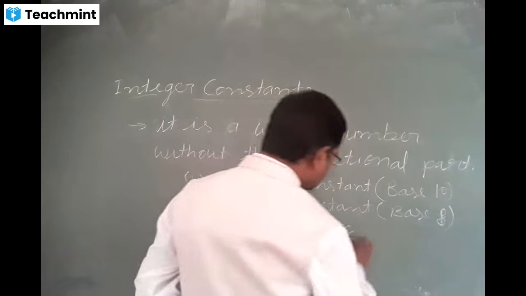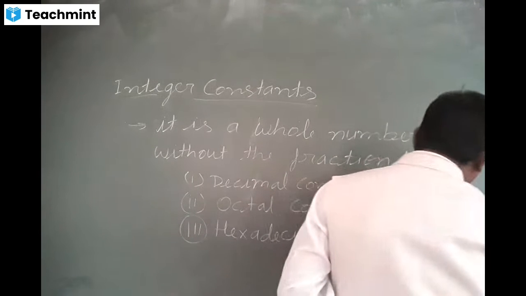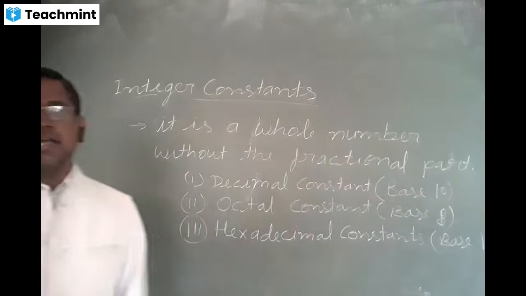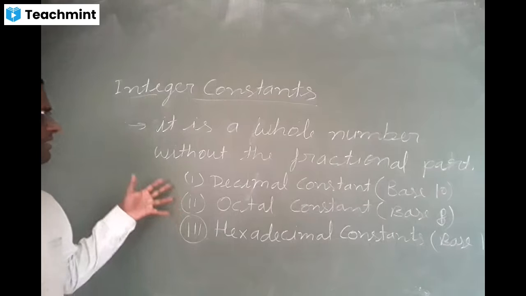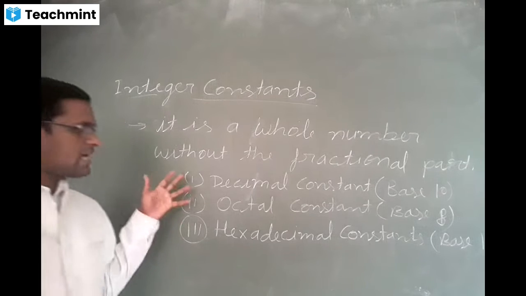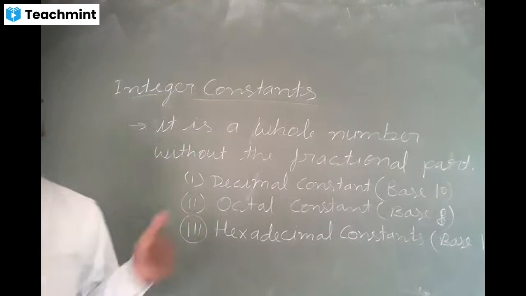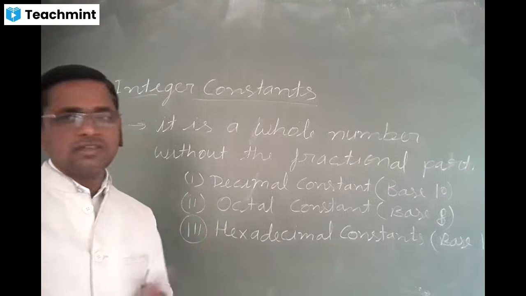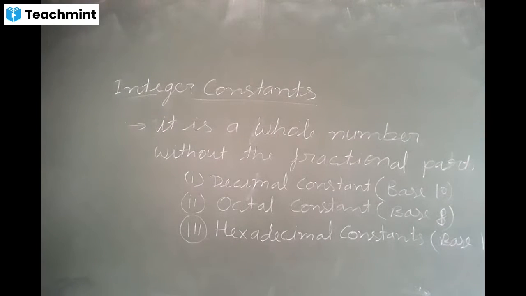The hexadecimal constant has a base of 16. So we can classify the integer constant into three categories. The decimal constant has a base of 10. The octal constant has a base of 8, and the hexadecimal constant has a base of 16.